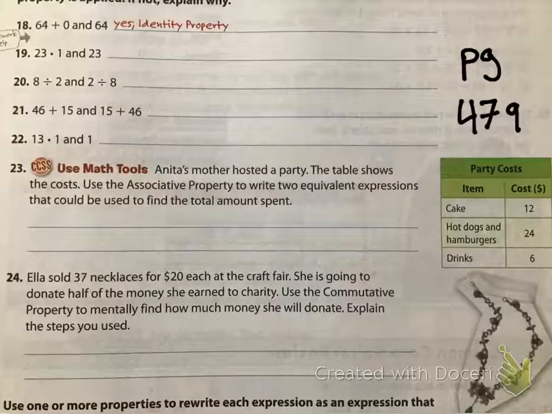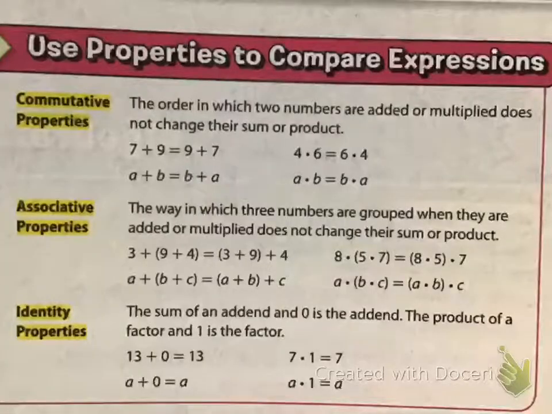I want you to go to page 479. And we're going to work on 19 to 22 first. On the board, just so you don't have to flip back and forth, I'm putting up the properties. You can just look up and use it to solve.